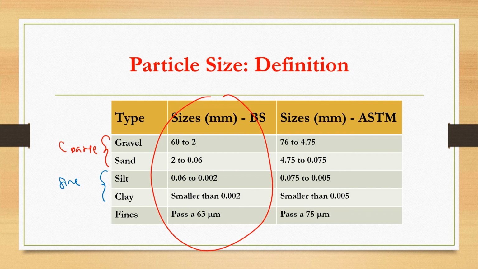If you're talking about gravel, for BS, the size ranges from 60 to 2 mm. We use the SI unit mm, and for ASTM, it's a little bit larger than that. For sand, it is less than 2 to 0.06 mm. So this is the limit of the grain size that normally we can see with our naked eyes. Lesser than that, most likely we need to use a microscope. So silt and clay also have their own range of sizes based on BS and also based on ASTM.